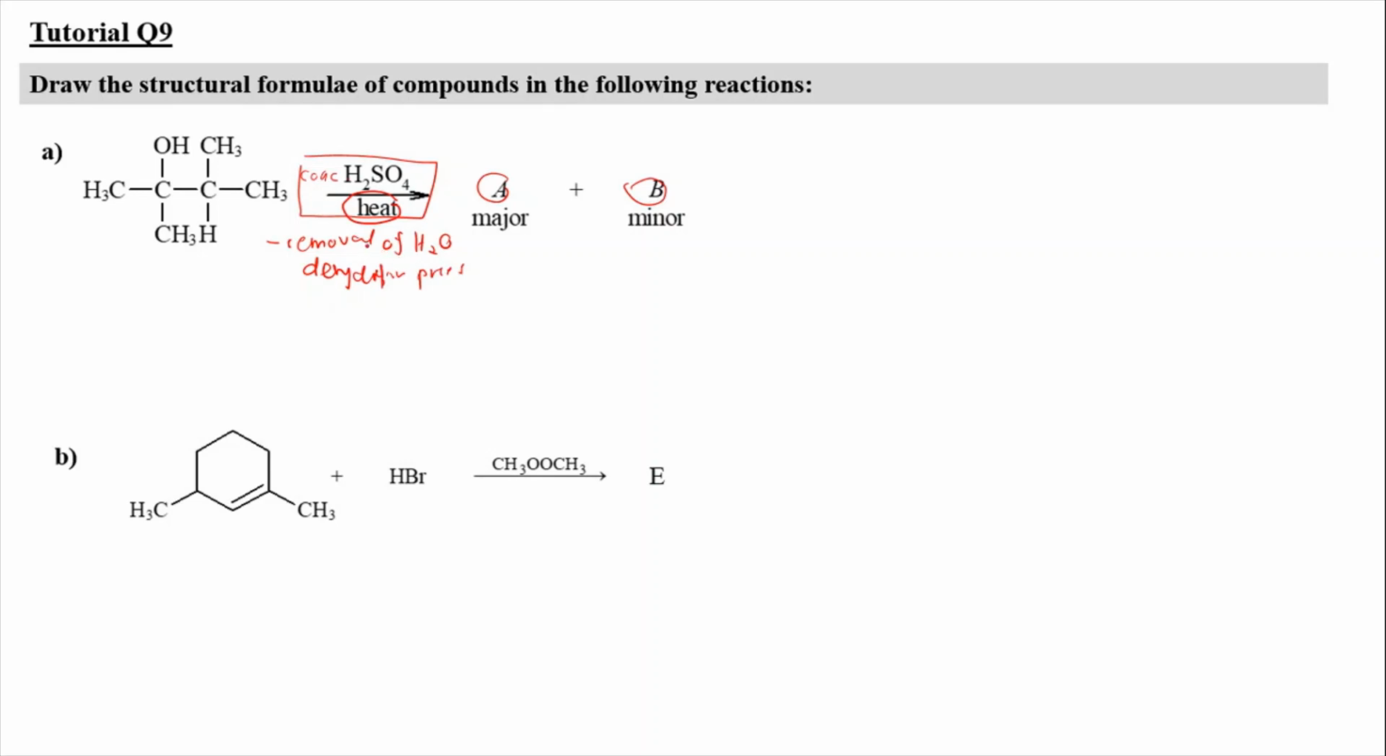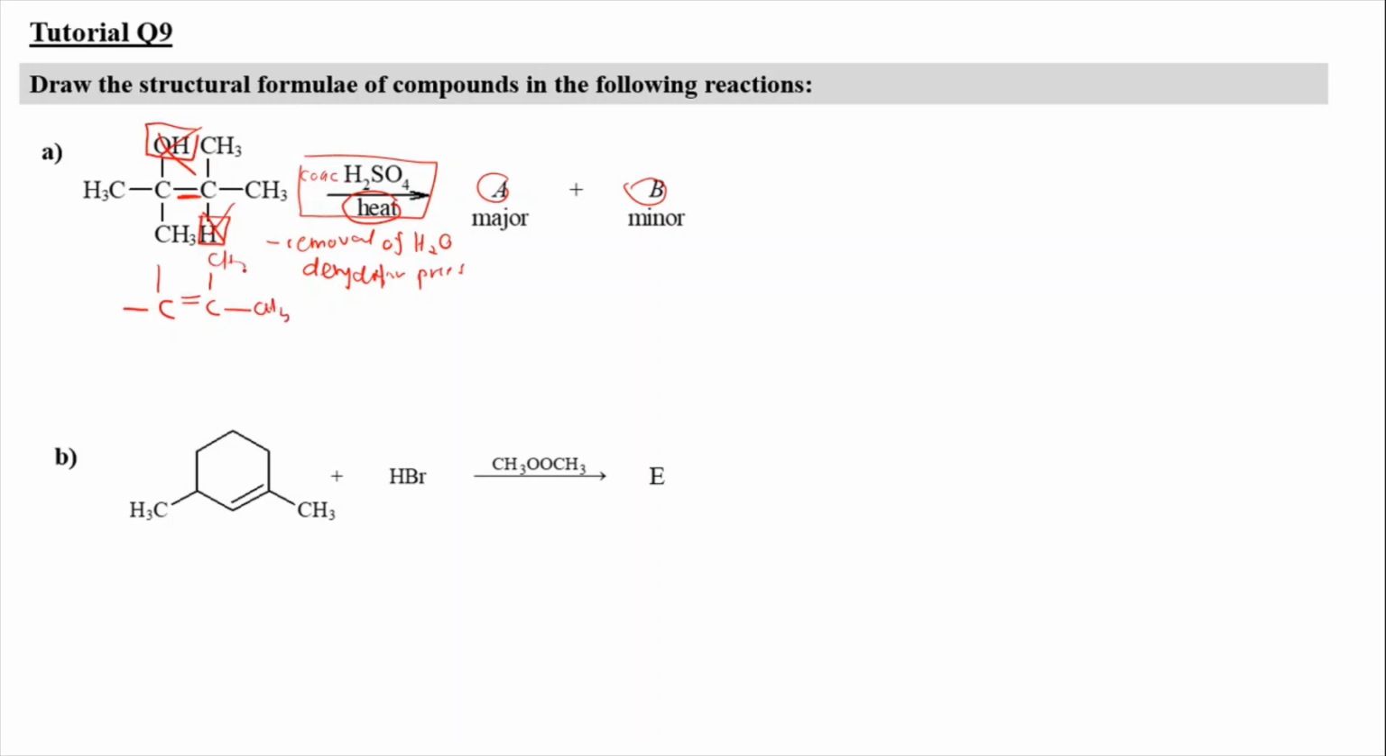So what we can do first is we can remove the OH here, and then one of the hydrogens here is going to be removed. So when OH and H are removed, you will form a carbon-carbon double bond in the middle. Okay, so what you're going to have is C double bond C, with CH3, CH3, and then you will also have CH3 and CH3 here.